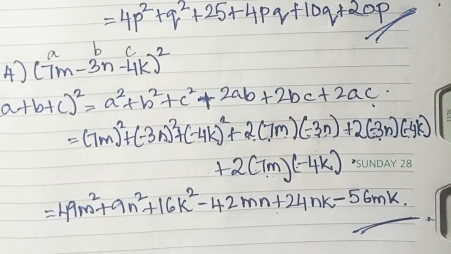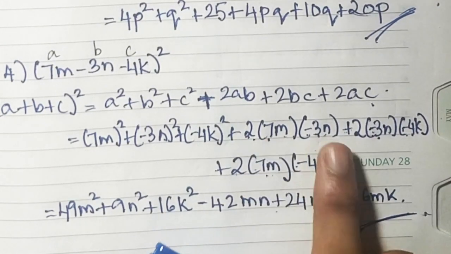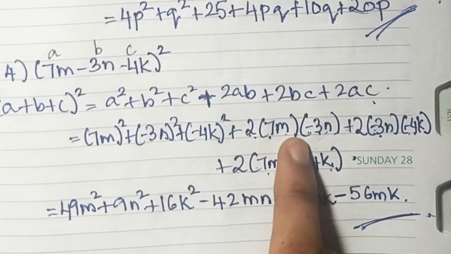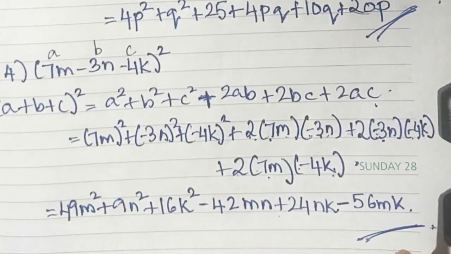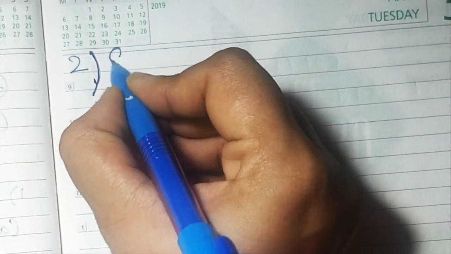So formula, then substitution, then solving. Remember, your signs should not go wrong. Multiplication you'll be able to do, but remember the signs. Don't put the wrong signs here. Okay. Now, two brackets. Part two, simplify.